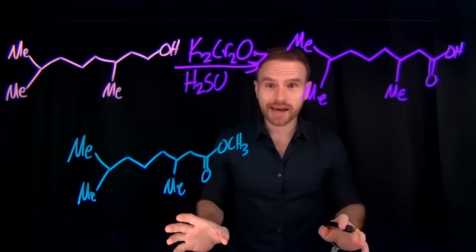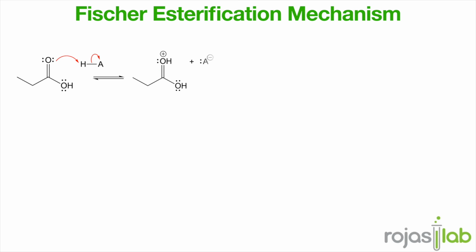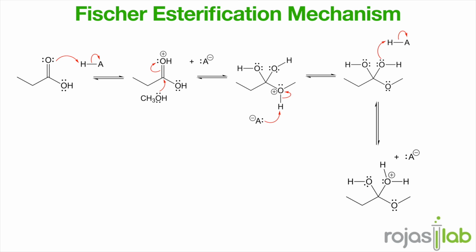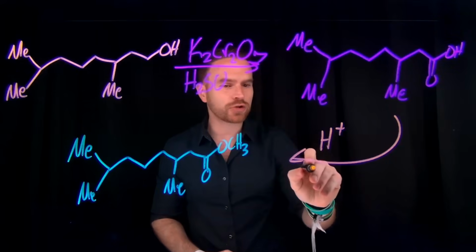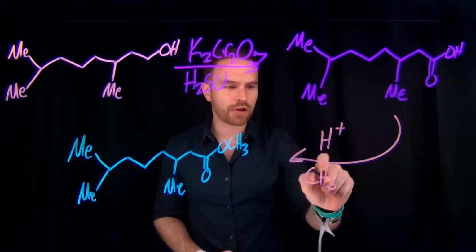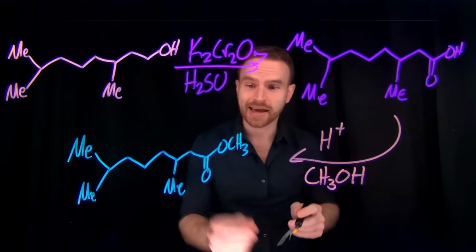But we're not done yet, because remember, our final product contains an ester at this position. And one of the most effective strategies for turning carboxylic acids into esters is known as Fischer esterification, where you can take an acid, which I'll just write as H+, and introduce an alcohol, like methanol for example, and this will allow us to transform the carboxylic acid into an ester.